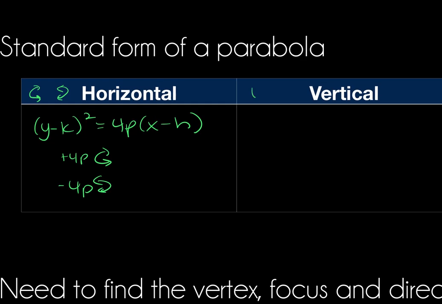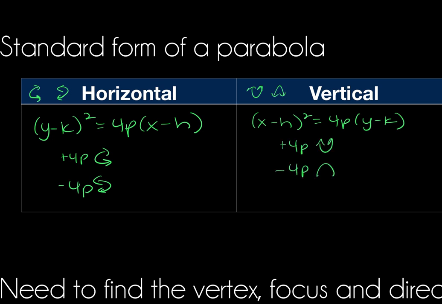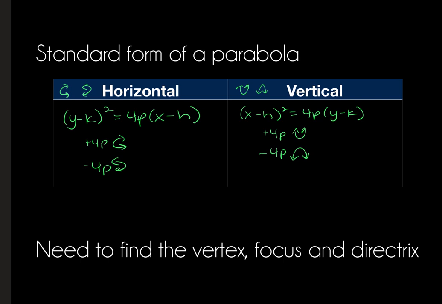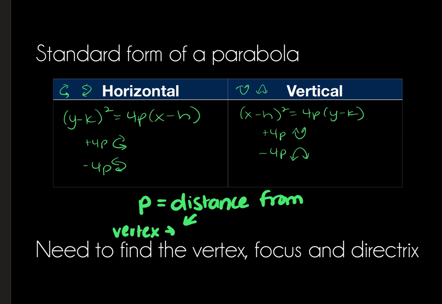And vertical, meaning it opens up or down, the x is squared. X minus h squared equals 4p times y minus k. Positive 4p up, negative 4p down. You're going to need to find the vertex, the focus, and the directrix. And know that p is the distance from both the vertex to the focus and also the vertex to the directrix.